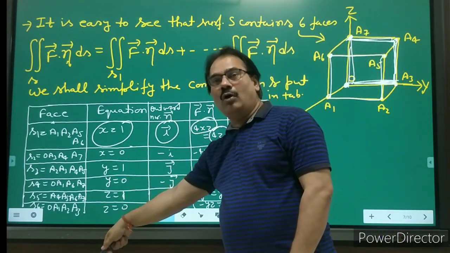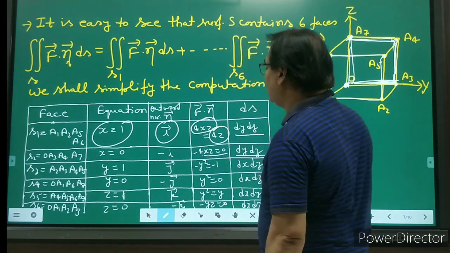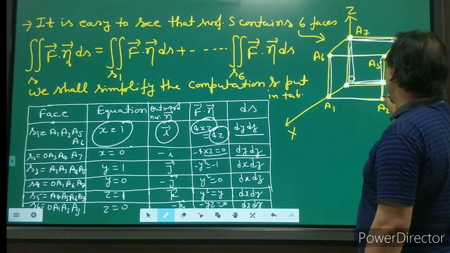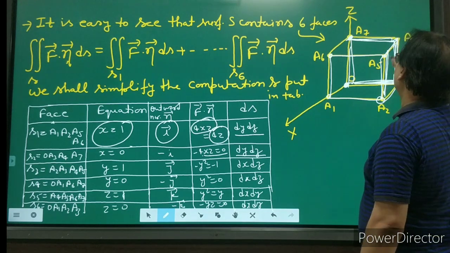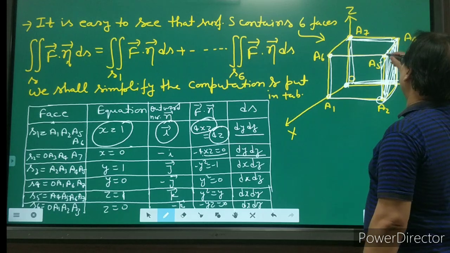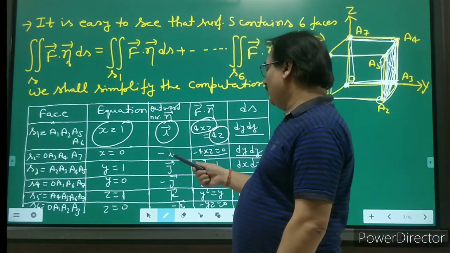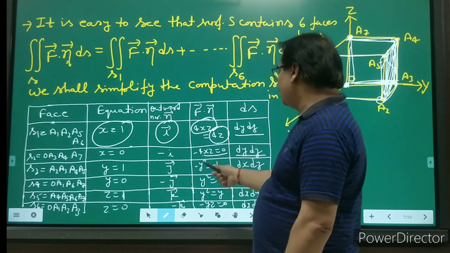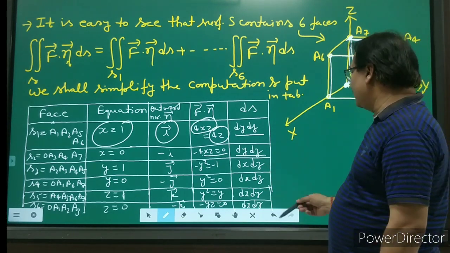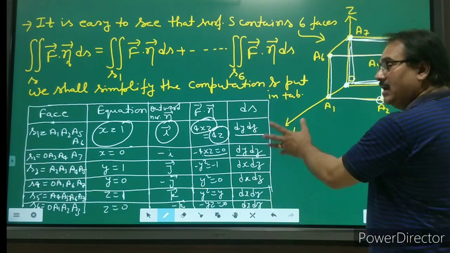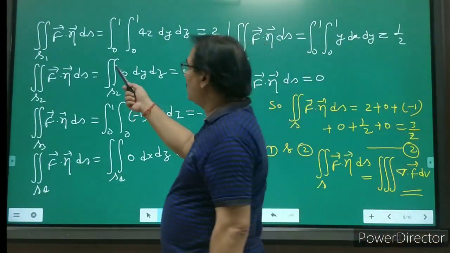Similarly, you can go ahead with all the 6 surfaces. So here, in this surface A2, A3, A4, A5, just look at this surface. This surface gives y is equal to 1, and the normal is j, so minus y square is minus 1, and dx dz. Then similarly you can go ahead and complete this table.